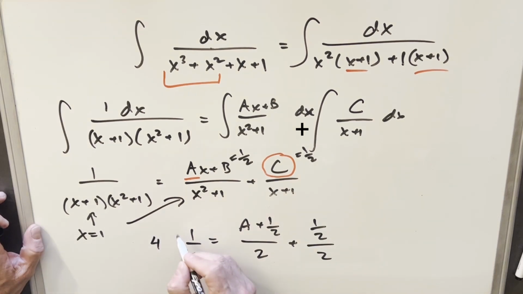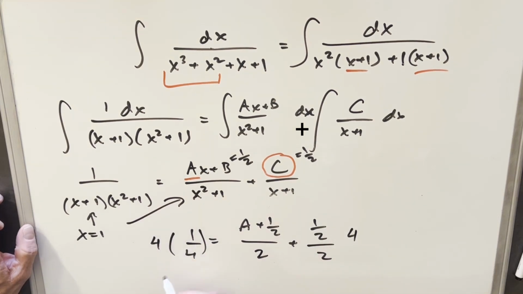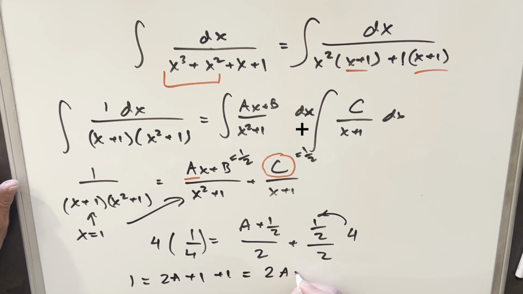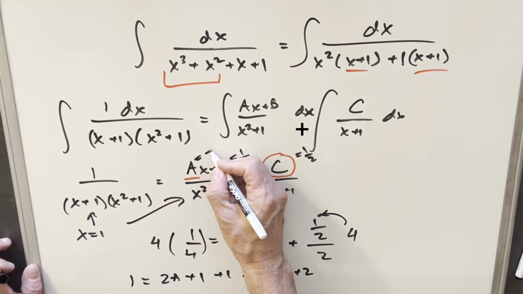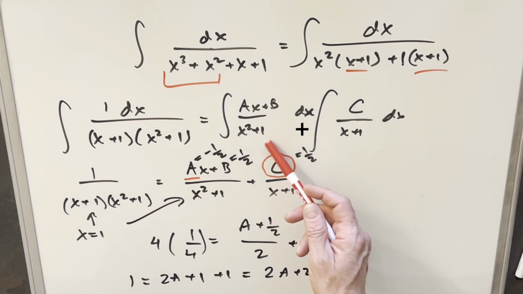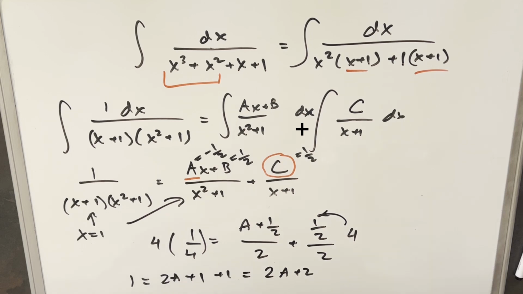And I think I'll just multiply through by 4 to clean it up. This is going to give me a 1 on the left side. Then multiplying in this 4, that's going to give me 2a plus 1. And then here it's going to give me another plus 1. So this is going to end up being 2a plus 2. And if we solve for a, we're going to find that a is minus 1/2. Now at this point that we have our a, b, and c values, I'm going to plug this back into our integral and we continue.